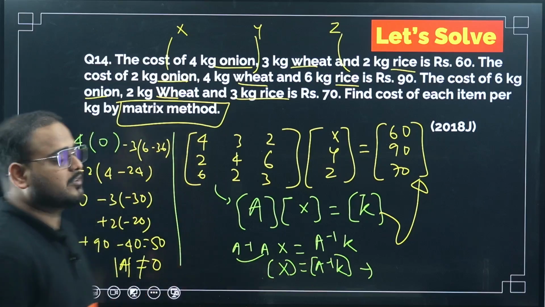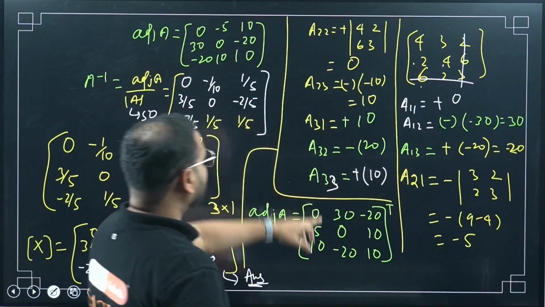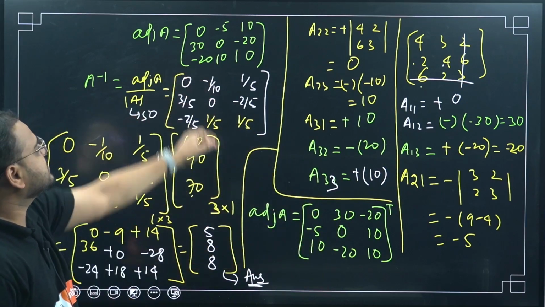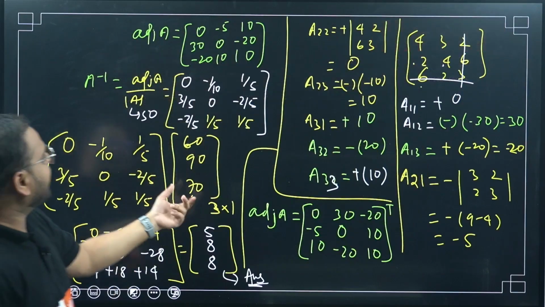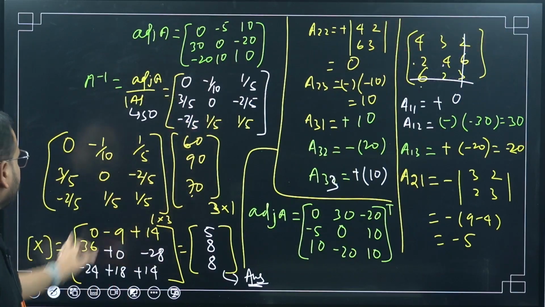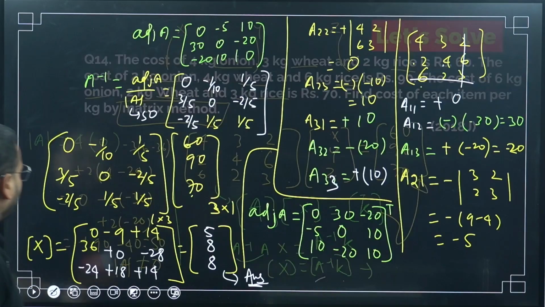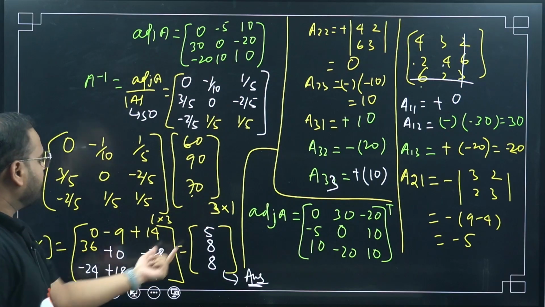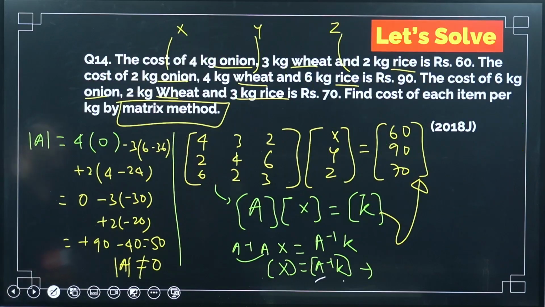So I have to find A inverse. To find it, I found the cofactors first, then the adjoint by taking the transpose. My adjoint was this, divided by the determinant of A, which is 50. That gave me A inverse. I multiplied A inverse with K, a 1 cross 3, 3 cross 1 multiplication. Please have a look from the beginning.